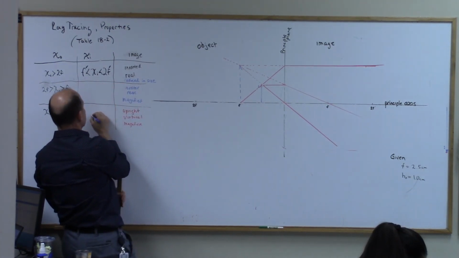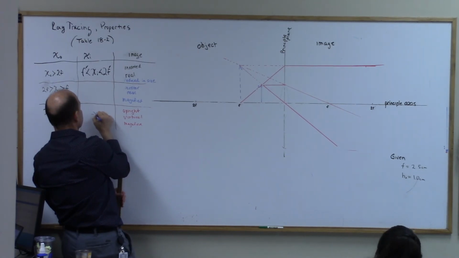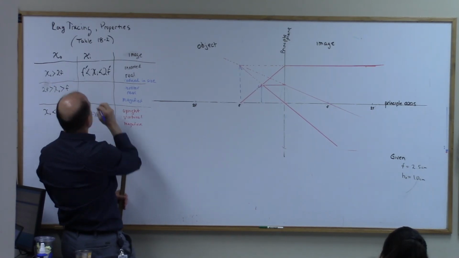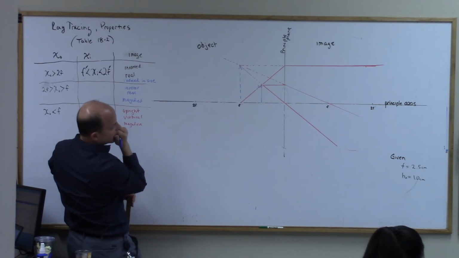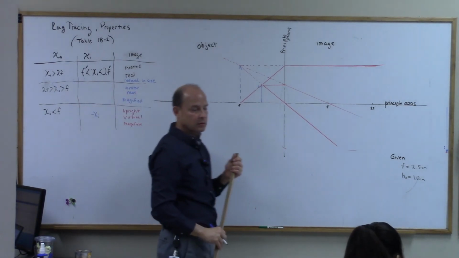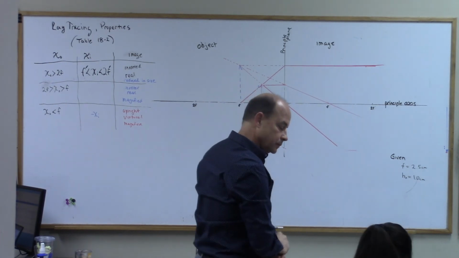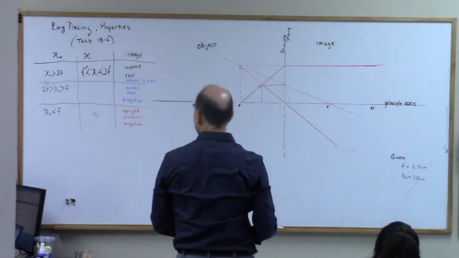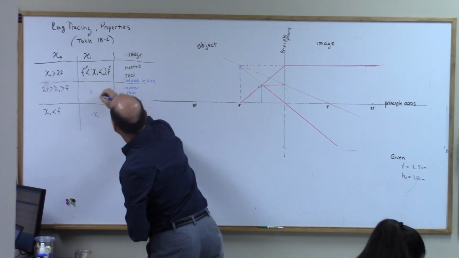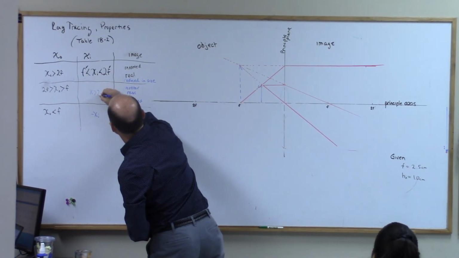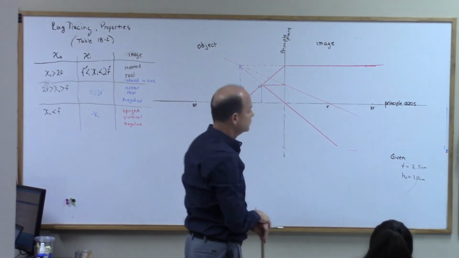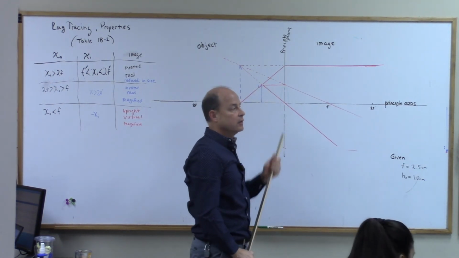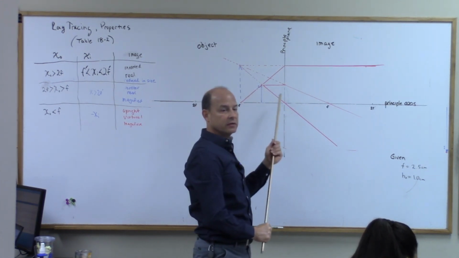Your image is going to be negative, and I forget what we put here. Yeah, in the second case, our xi is going to be positive and greater than twice the f prime. Okay. All right, so 3 different ray traces depending upon where your object is located.